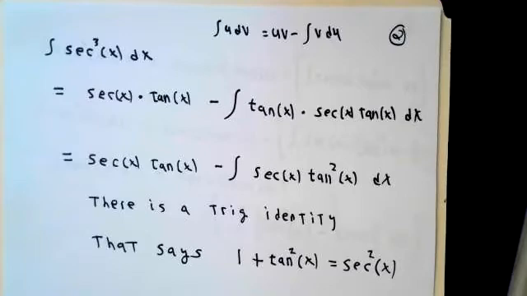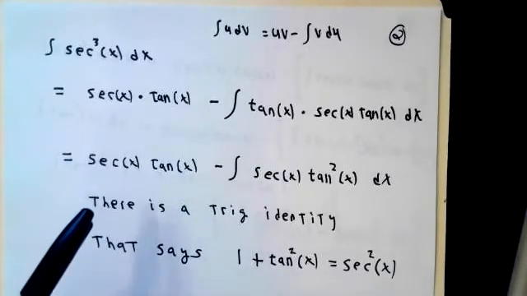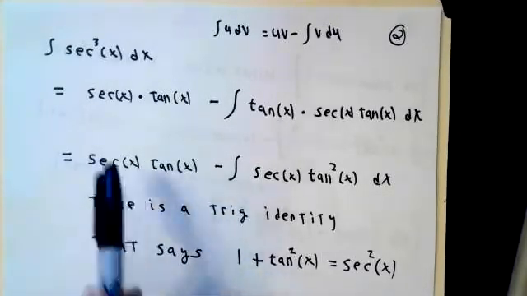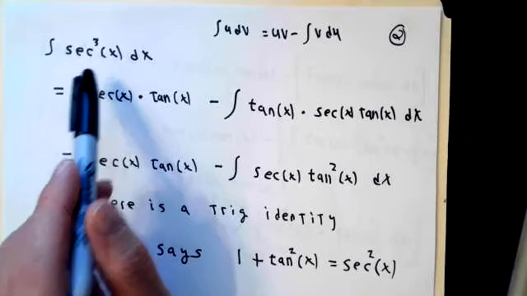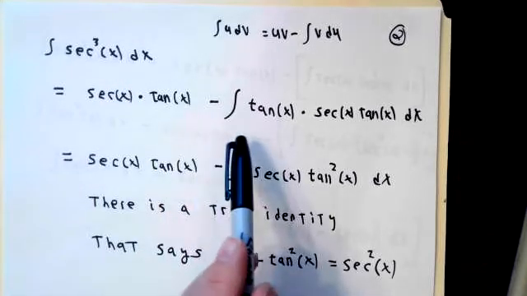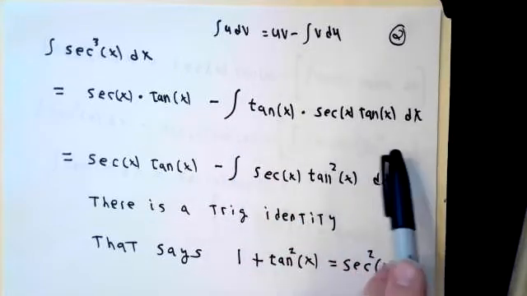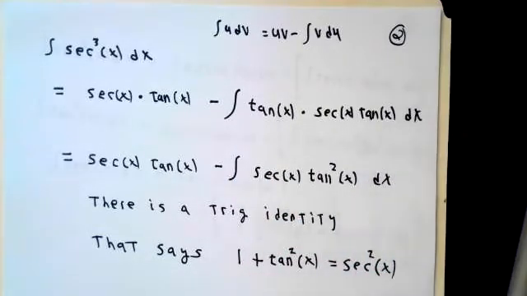So the integral of u dv is uv minus the integral of v du. Writing in the uv and other quantities that we found, the integral of secant cubed is secant of x tangent of x minus the integral of tangent of x times secant of x times tangent of x with respect to x.